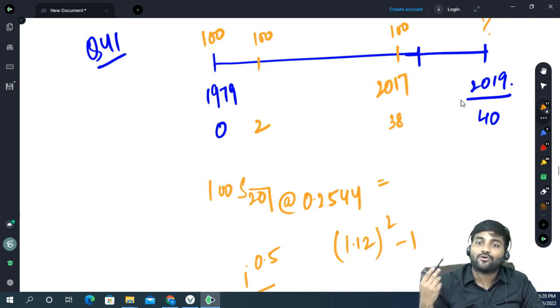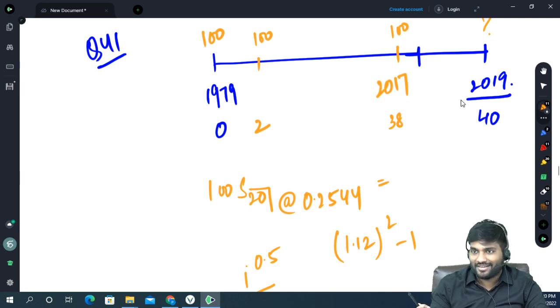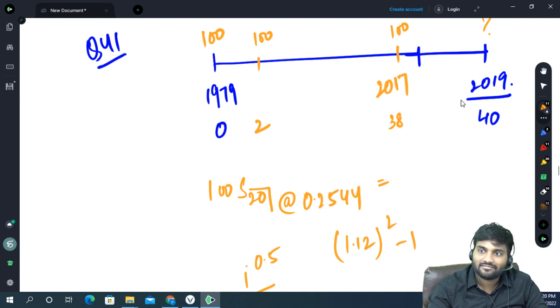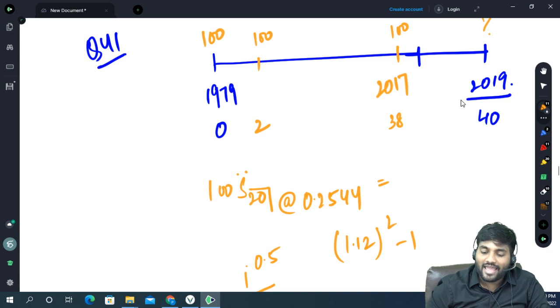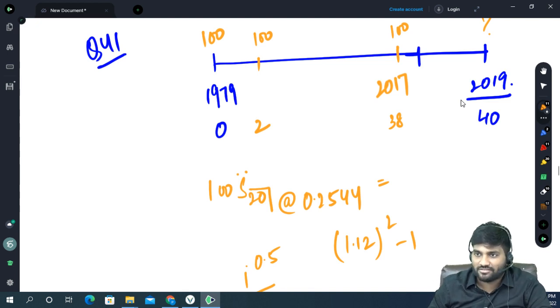Just that would not be 2018 because it is 1st Jan 2018. It will be what? 2017 and? Yeah. No. The payment is in advance. As due. Yes. As due is that. So 100 as due 20 at the rate 0.2544. Now solve. This is how you build the equation.